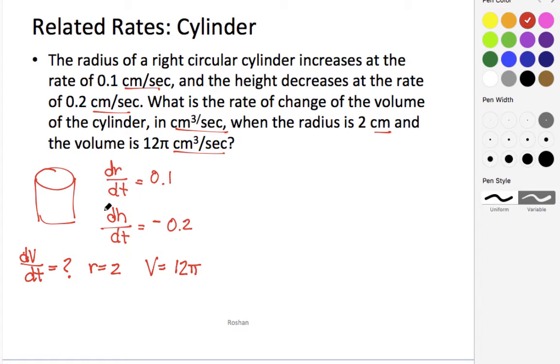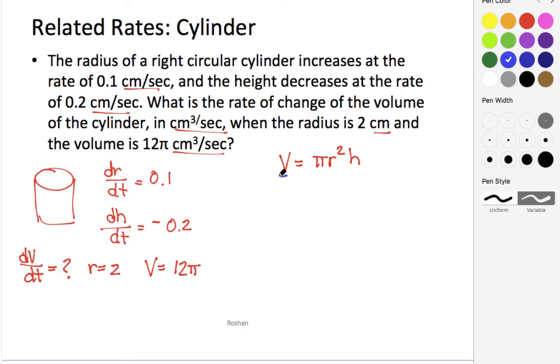Okay, so I want to find dV/dt. So what is my volume? My volume is pi r squared h. And I know in this problem that my volume, my radius, and my height are all changing over time. So I need a product rule because I have pi r squared times h.